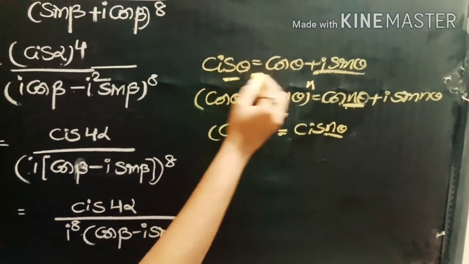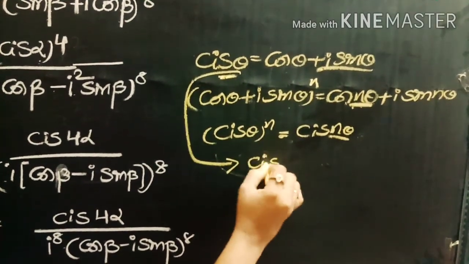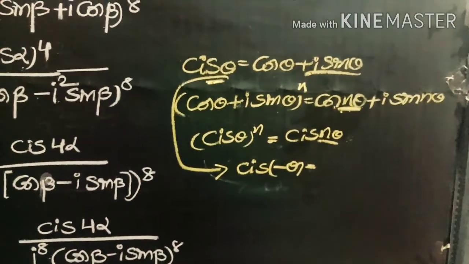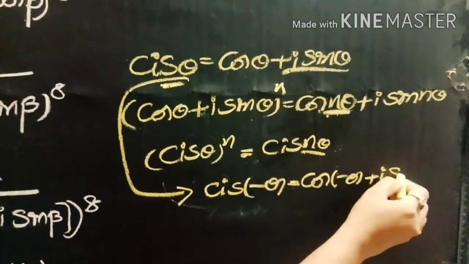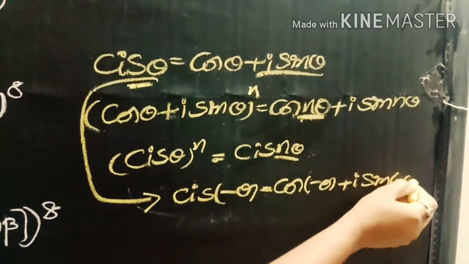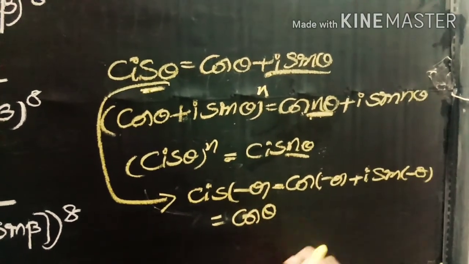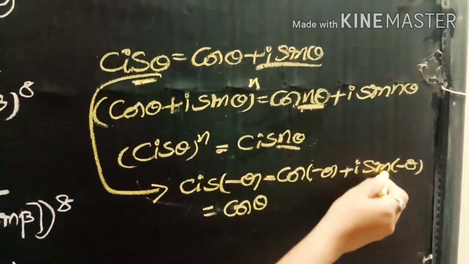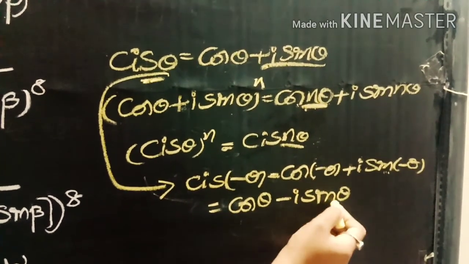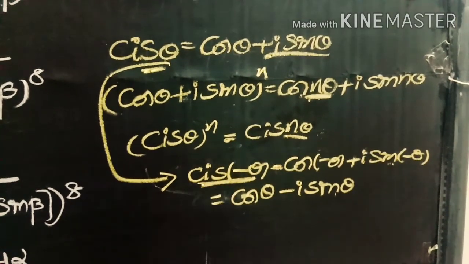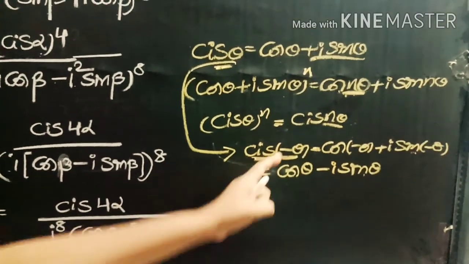Already we know that cis of theta is equal to cos theta + i sin theta. Now I am finding the value of cis of minus theta. So cis of minus theta is equal to cos of minus theta + i sin of minus theta, and this is equal to, cos of minus theta is nothing but cos theta, but sin of minus theta is equal to minus sin theta, so it becomes minus i sin theta. So cos theta - i sin theta is nothing but cis of minus theta. So here cos beta - i sin beta is nothing but cis of minus beta.